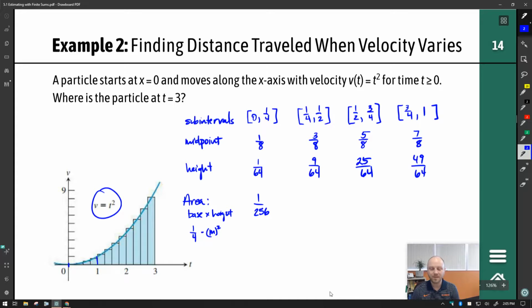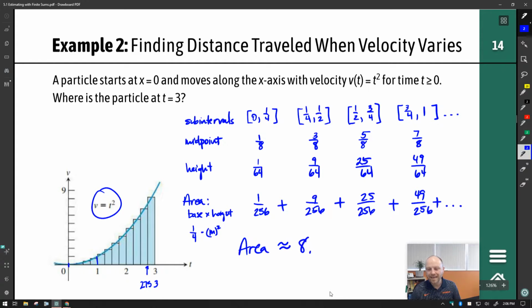1/256. Then 1/4 times 9/64 will be 9/256. And then 25/256. And then 49/256. And we could continue this all the way on until we got to the very last subinterval, which would be from 2.75 until 3, and add all of these narrow strips together. I'm just going to put a dot, dot, dot there until finally the area is approximately 8.98.